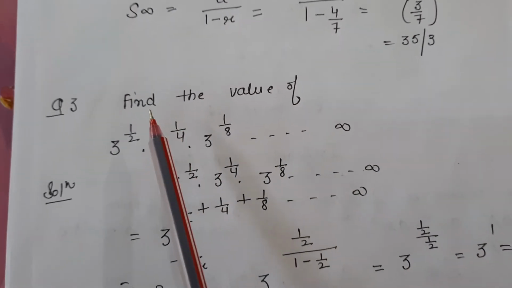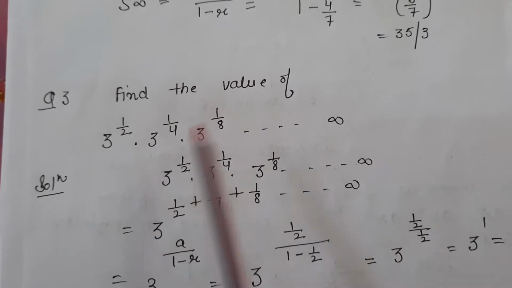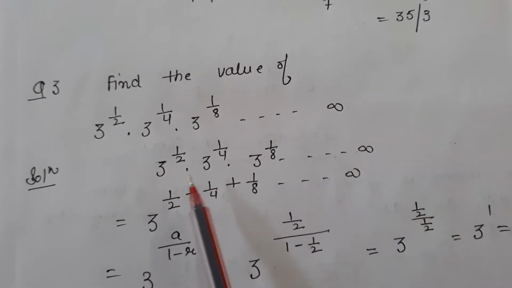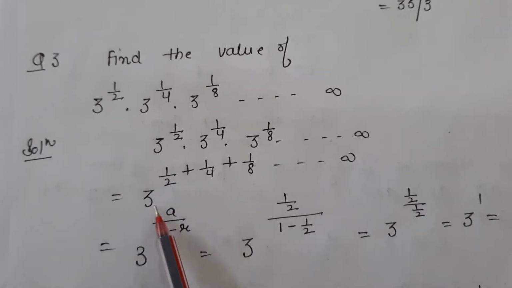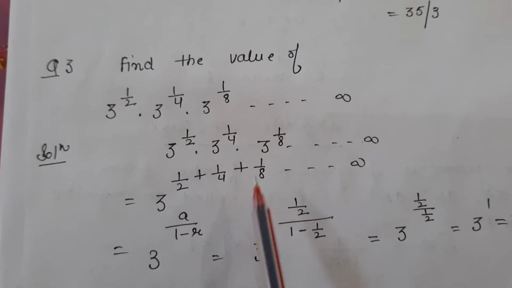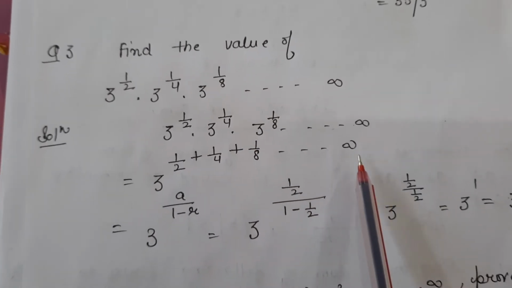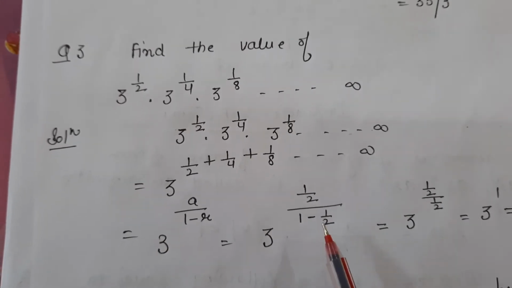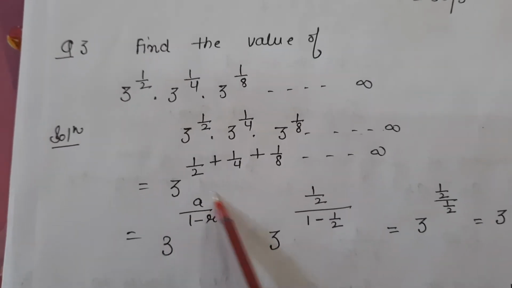Next question. Find the value of this product. I have again written this product. Now the base is same, so powers will be added. 3 raised to the power 1 by 2 plus 1 by 4 plus 1 by 8 up to so on infinity. The series in the power is an infinite GP. So apply the formula to find the sum.